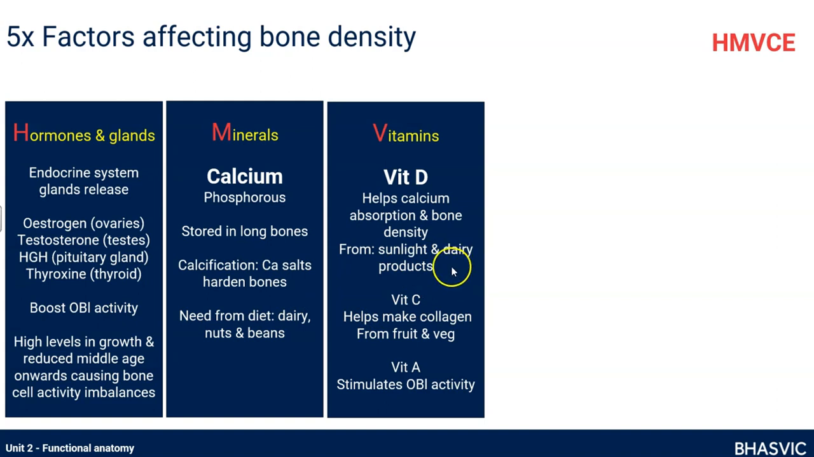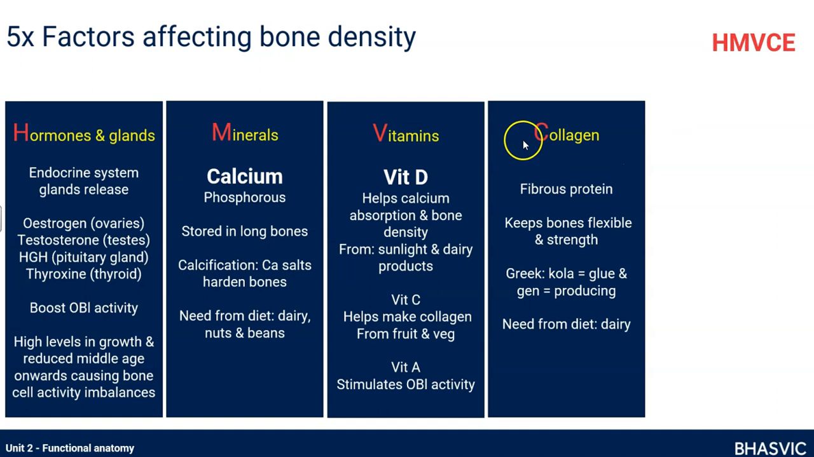So again, if you can remember dairy products, that's a good place to start in terms of diet. Just worth mentioning as well, things like vitamin C are beneficial for helping to make collagen, and that might be a way of remembering C for collagen, and we get it from fruit and veg. And vitamin A is also really helpful in stimulating osteoblast activity. But calcium and vitamin D are specifically mentioned on your specification. So that's the V, HMV we've done, and we're on to C, collagen.